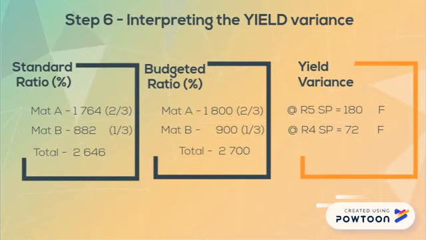To decide on the direction for the yield variance, we will look at it as a volume variance is normal. For material A, in the standard based on actual information, we use 1,700. As we're in the budget, we should have used 1,800, which gives us a favorable variance because we use less. The same would apply for material B.